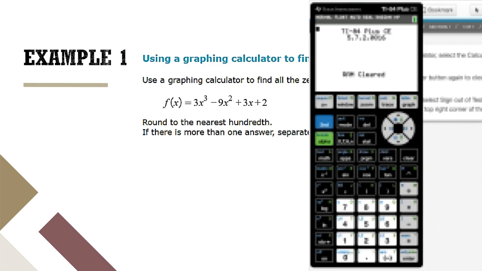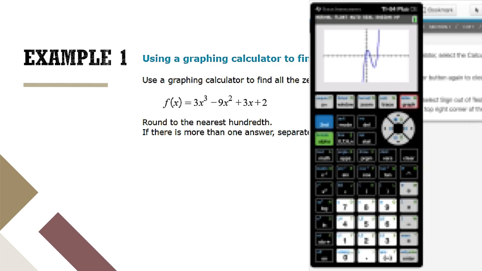Now the first thing we have to do is just type in the y equals. So press y equals and start typing in 3, this is our x to the power of 3. Make sure you press the right arrow to go down. Minus 9x, and we can use the square symbol. Plus 3x, and then plus 2. Again, we press enter, and then press graph, and it will look like this.